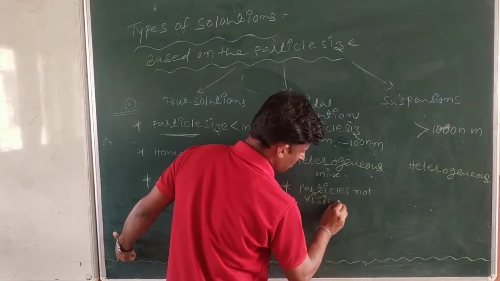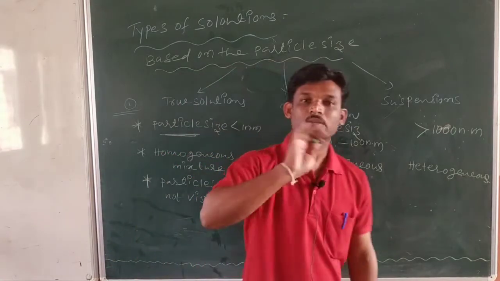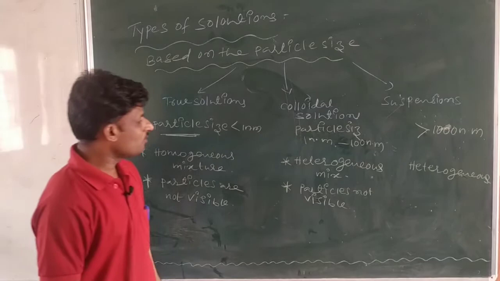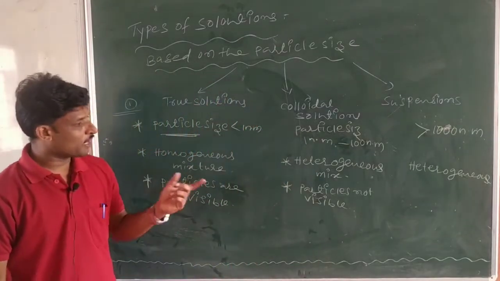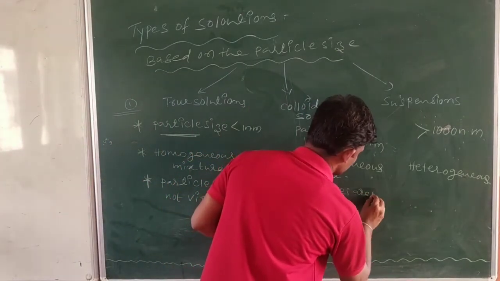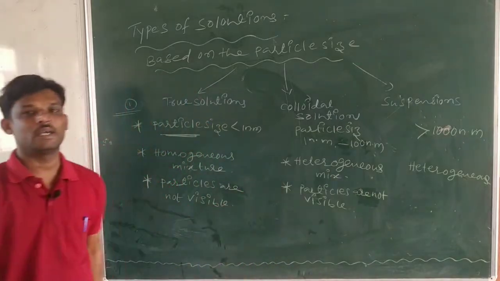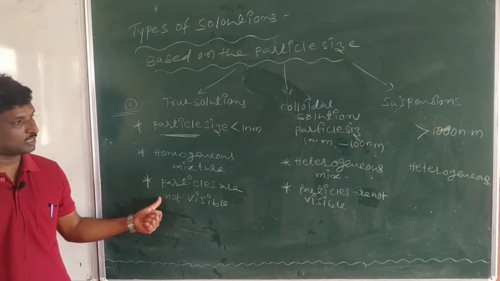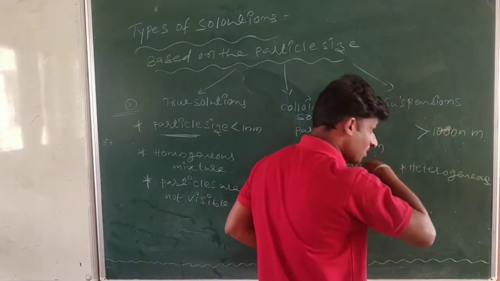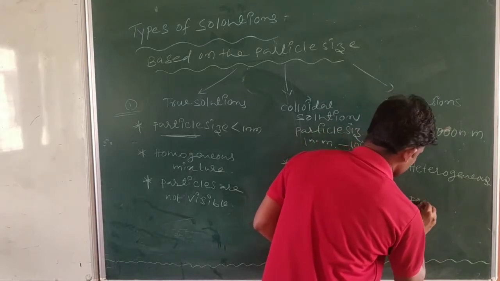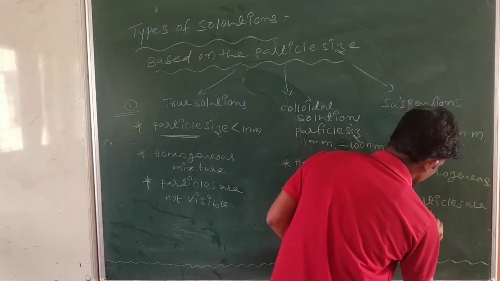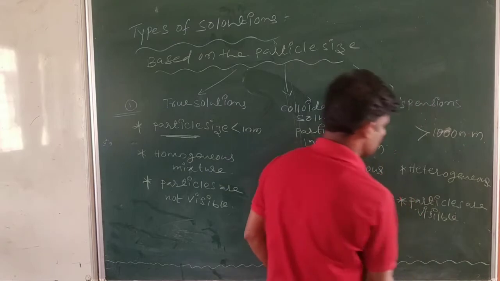But when I pass light, we may see the particles of a colloidal solution. So in this case also, particles are not visible to the naked eye. But in this case, with our naked eye, particles are visible directly. Are you getting my point?